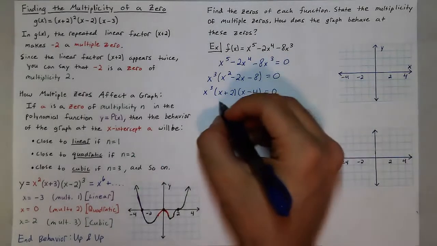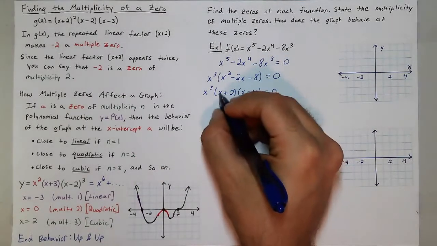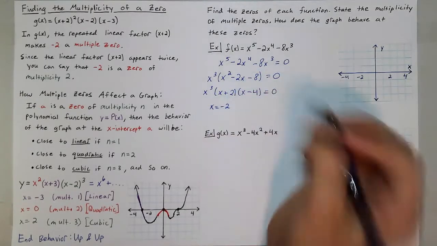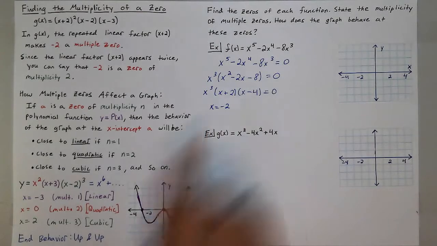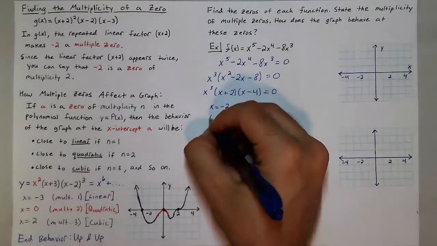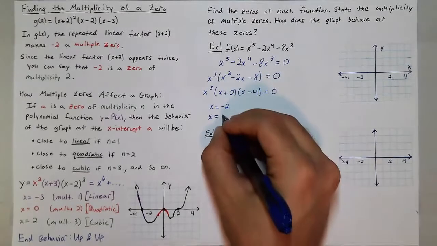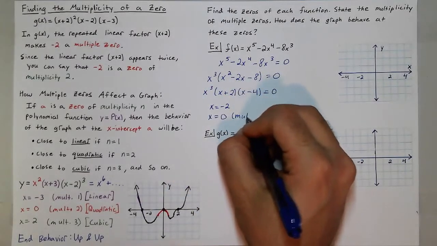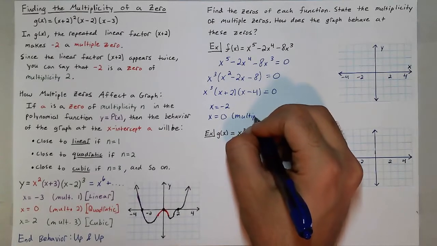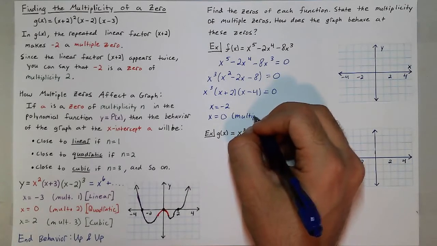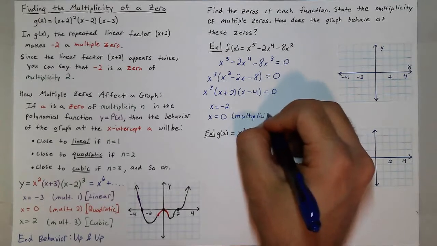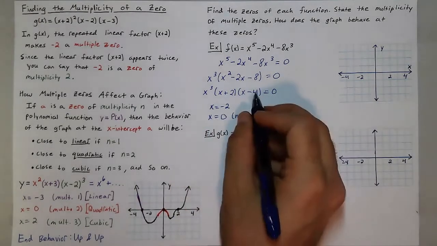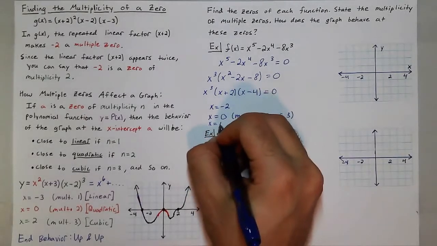So my zeros will be x equals negative 2 when I set x plus 2 equal to 0. But the multiplicity will just be 1, so it's not a multiple zero. It will be x equals 0 because of the x, and that factor comes up 3 times, so we say 0 has a multiplicity of 3. And the last zero is from x minus 4, which will just be 4.